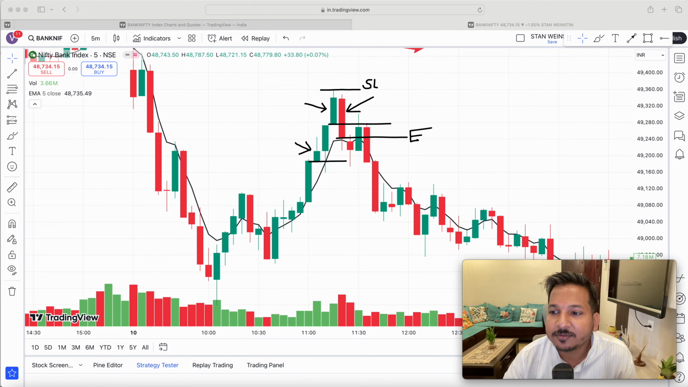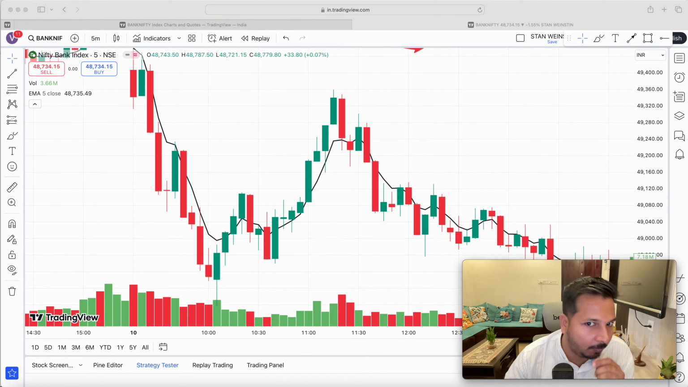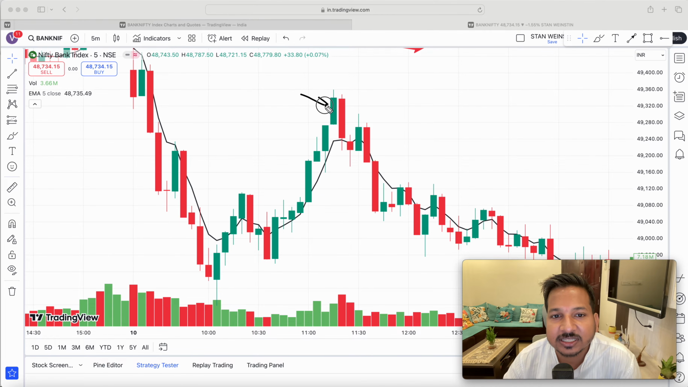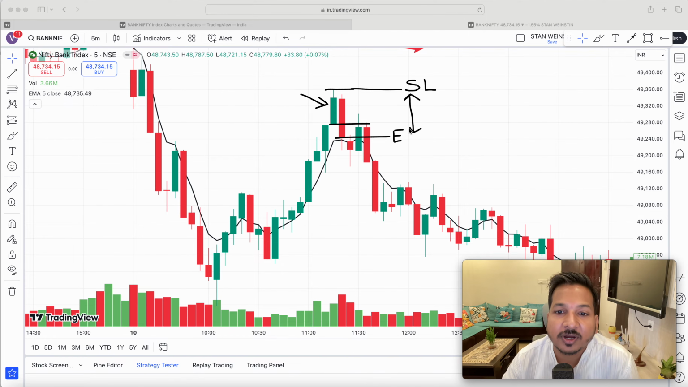Now we will delete all this and mark only this. We have found the candle which is not touching the 5 EMA. We have marked its low, and we have found the next candle closing below this point. Here, when the next candle closed, we have taken entry, and our stop loss is at this point. This is our SL. So our risk is this much. We have to take profit at 1:2 or 1:3.